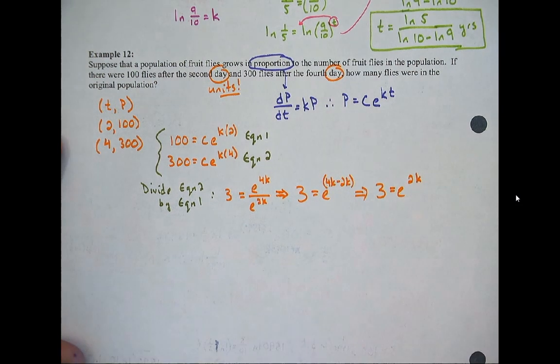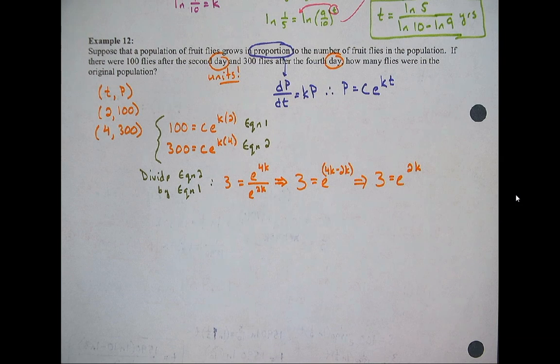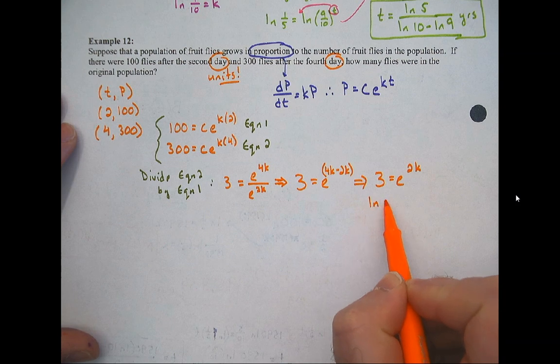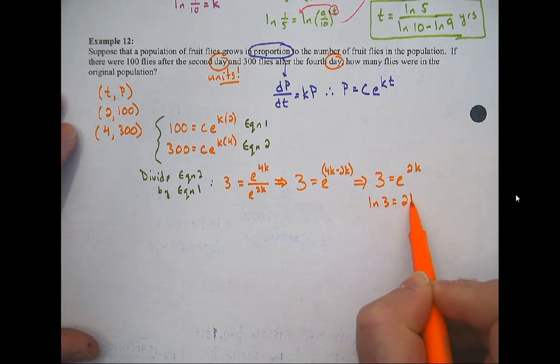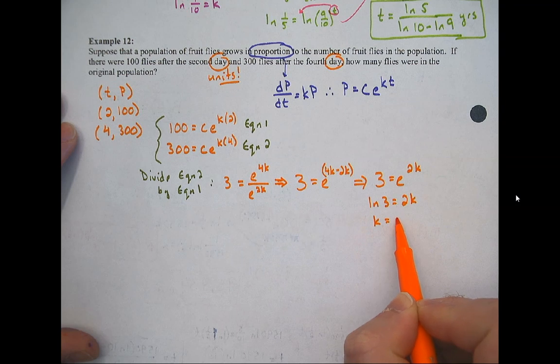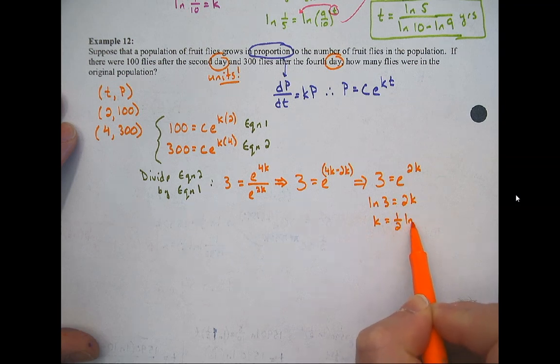And now I can get to work. Now I've got myself down to one variable. I can get to work. So farthest away from k is e, so I can natural log both sides. Farthest away from k is the 2. So k is equal to 1/2 natural log of 3.